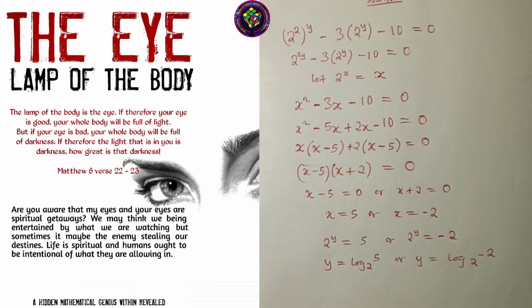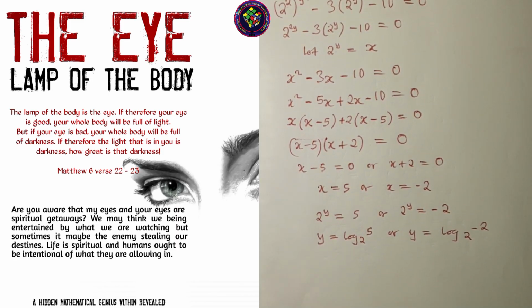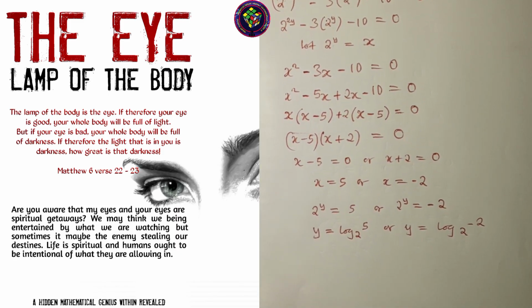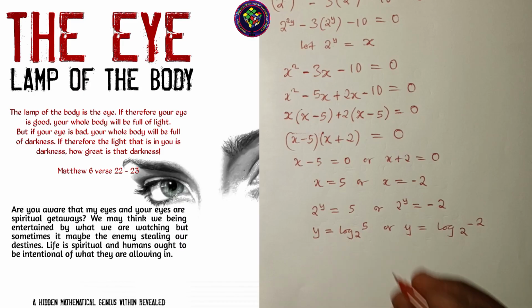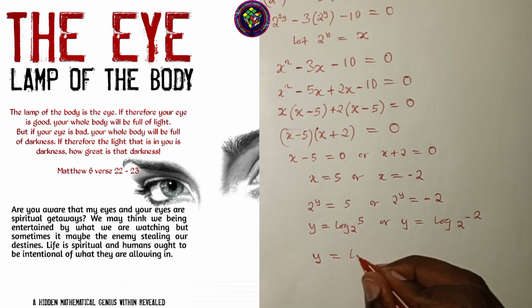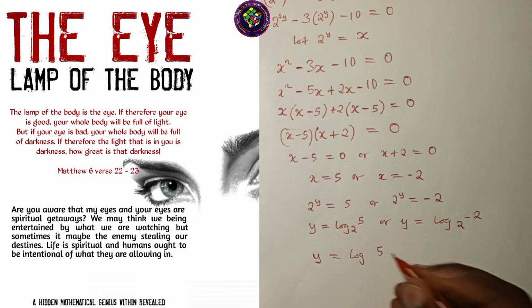Okay, and again the other thing we need to remember is that a log of a negative is undefined. So here log of negative 2 base 2, this one is undefined. So the value of y is just 1, which is y is equal to log of 5 base 2.